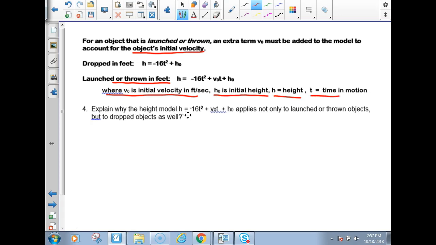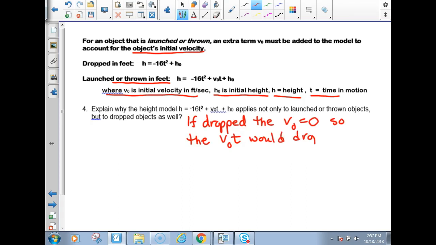Explain why the height model h equals negative 16t squared plus initial velocity times time plus initial height applies not only to launched or thrown objects, but to dropped objects as well. If dropped, what would the v sub 0, the initial velocity, be? The v sub 0 is 0. So the v sub 0 times t would drop out, and that would give you h equals negative 16t squared plus initial height.